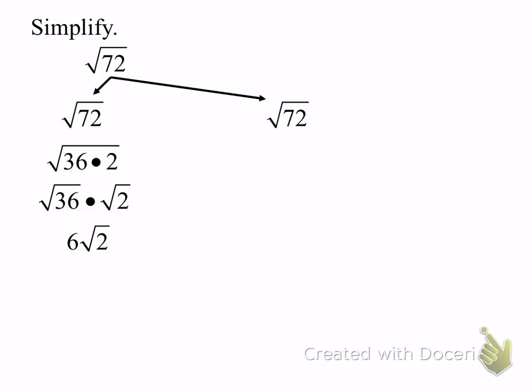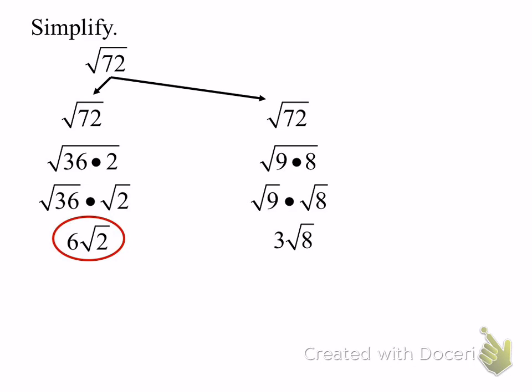But what happens if I don't choose 36 and 2? What happens if I choose 8 and 9? Then we get what? 3 rad 8, right? Why are those numbers different? Gohar? Yes. 8 is not fully simplified. There's a perfect square there. So if you don't fully simplify, you will get marked down points.